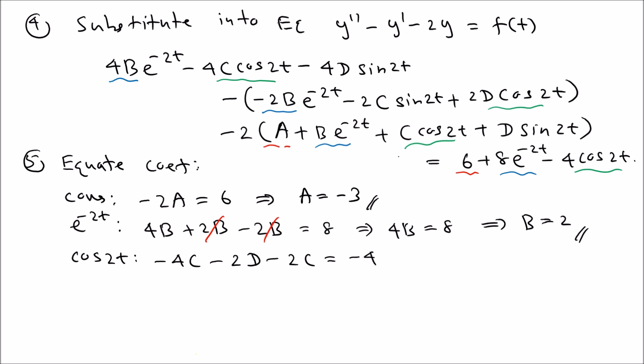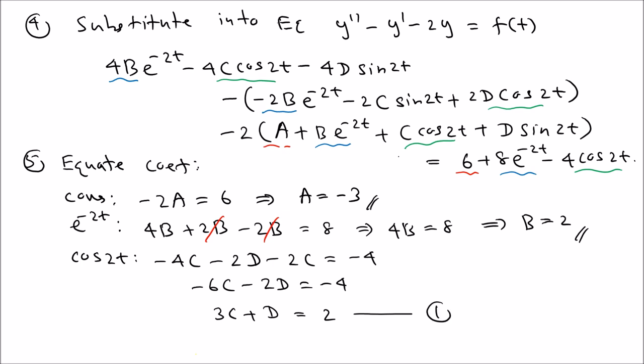See whether you can simplify this a little. You can see negative 4c, negative 2c, so negative 6c minus 2d equals negative 4. What we can do is divide this by negative 2. If we divide this by negative 2, you're going to get the equation 3c plus d equals 2. I'm going to call this equation number 1.